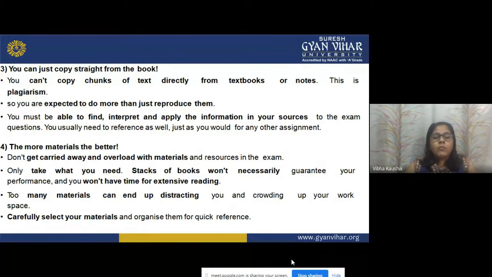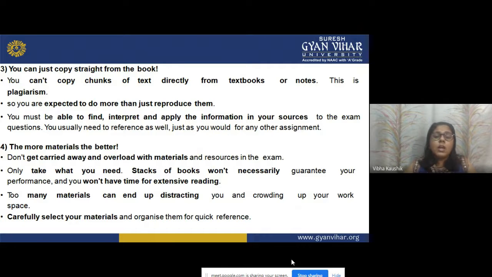You must be able to find, interpret, and apply the information in your sources to the examination questions. You usually need to reference as well, just as you would for any other assignment. The more material, the better.